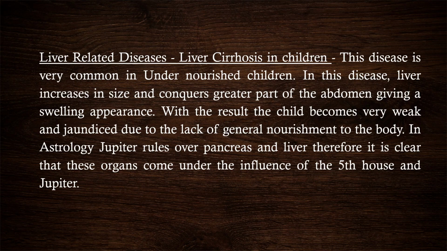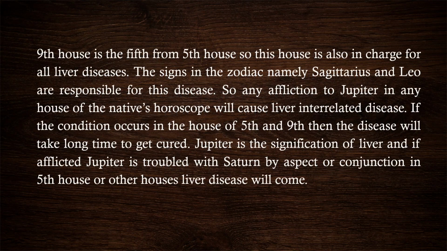In astrology, Jupiter rules over pancreas and liver. Therefore, it is clear that these organs come under the influence of the fifth house and Jupiter. Ninth house is the fifth from the fifth house, so this house is also in charge of all liver diseases. The signs in the zodiac, namely Sagittarius and Leo, are responsible for this disease.